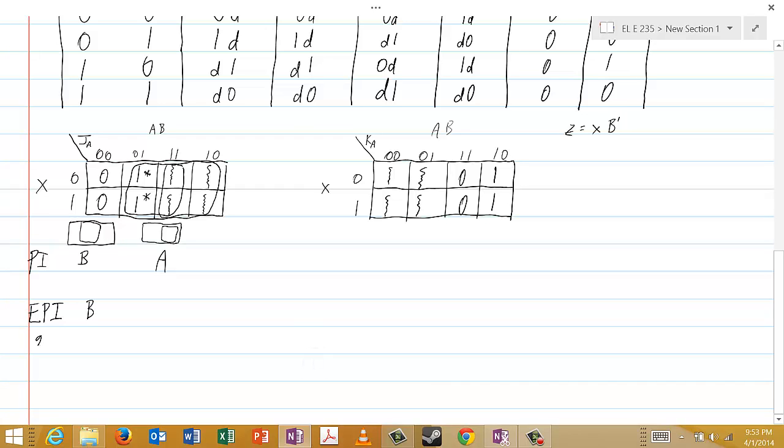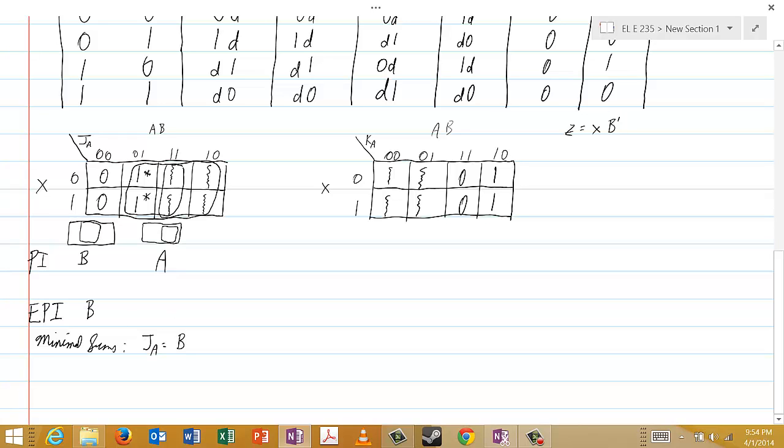And now when we look for minimal sums, we only have one minimal sum here, and that is JA is equal to B. How do we know that it's the only one? Well, remember, when we're coming up with minimal sums, we always start out with what's essential, so we must include B since it's essential.